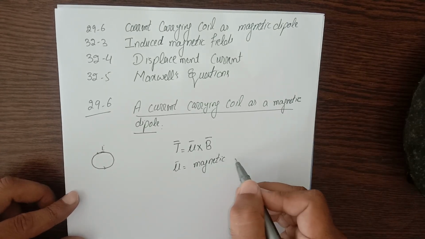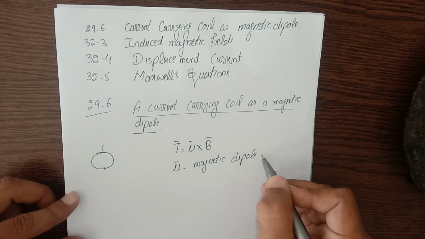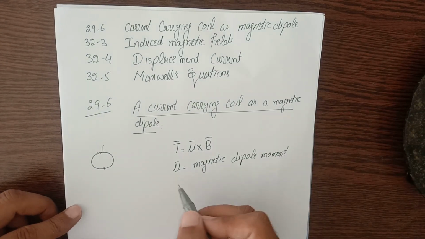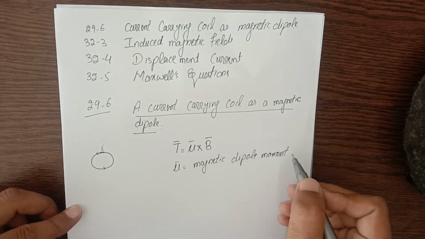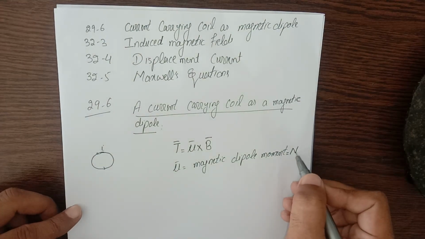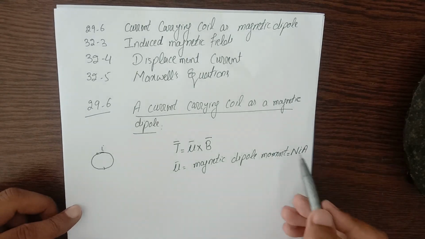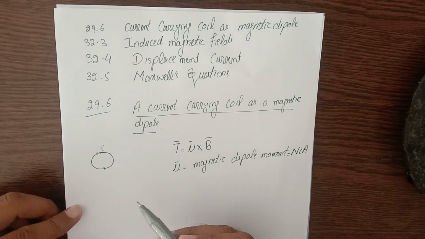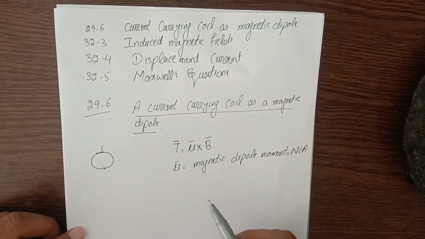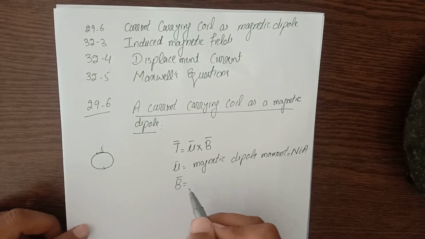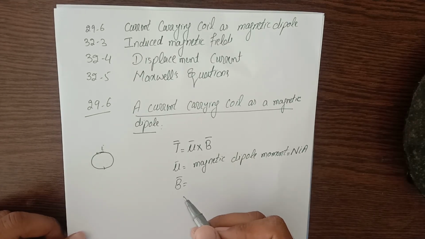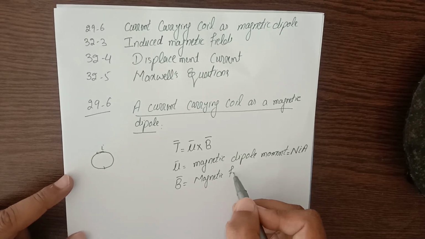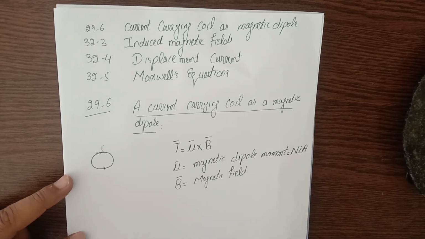magnetic dipole moment, and this should be equal to NIA, where N is the number of turns, I is the current that is flowing through this coil, and A is the area of this coil, and B is the magnetic field that is applied.